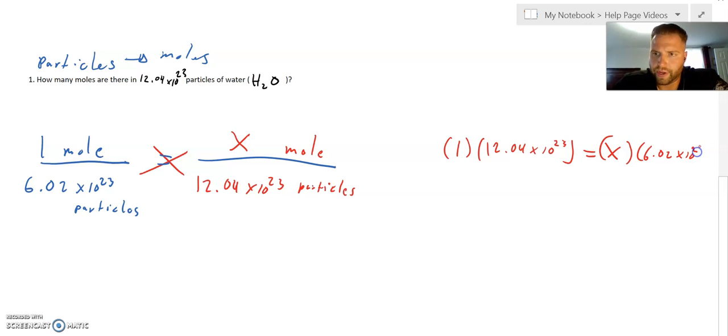In order to solve an algebraic expression, we have to try to get x by itself, okay? And in order to do that, what I always like to do is look on the opposite side of x and multiply those two numbers first. So 1 times 12.04 times 10 to the 23rd will just be 12.04 times 10 to the 23rd, because 1 times anything will result in no change. Now we want to isolate x by itself, and remember, x is multiplied by this number here, so I can't just simply subtract it. What I want to do is divide this number through.